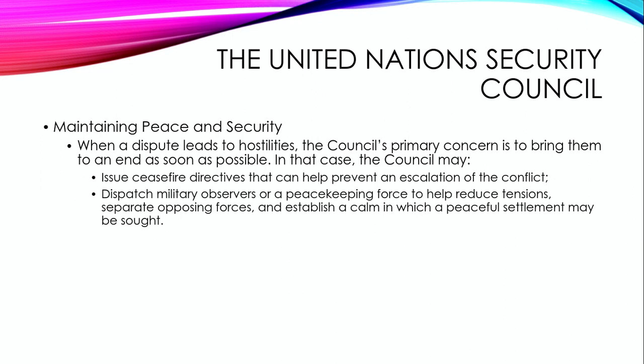When a dispute leads to hostilities, the Council's primary concern is to bring them to an end as soon as possible. So if this is the case, the Council may do things like issue ceasefire directives that can help prevent an escalation of the conflict. So think back to our motives of internationalism, promoting peace and security. They also might dispatch military observers or a peacekeeping force to help reduce tensions, separate opposing forces, and establish a calm in which a peaceful settlement may be sought.